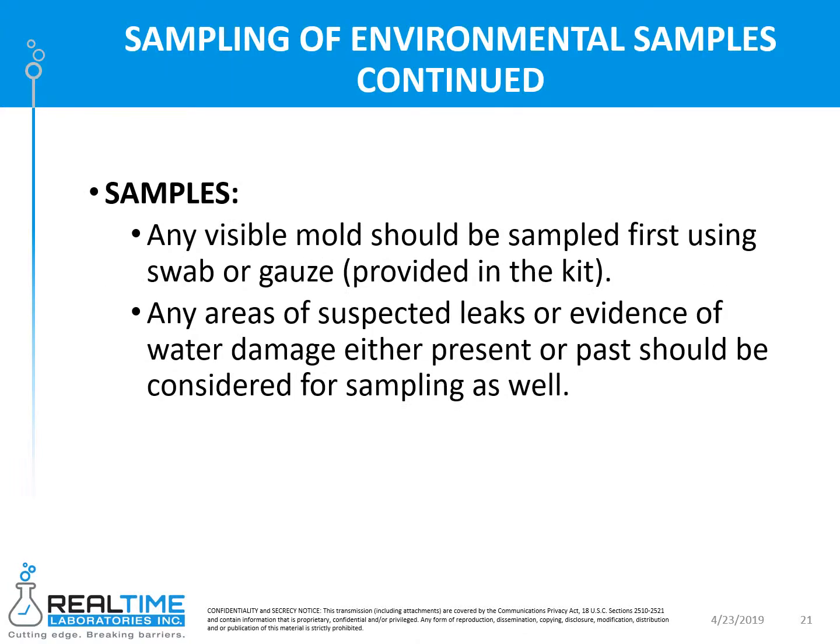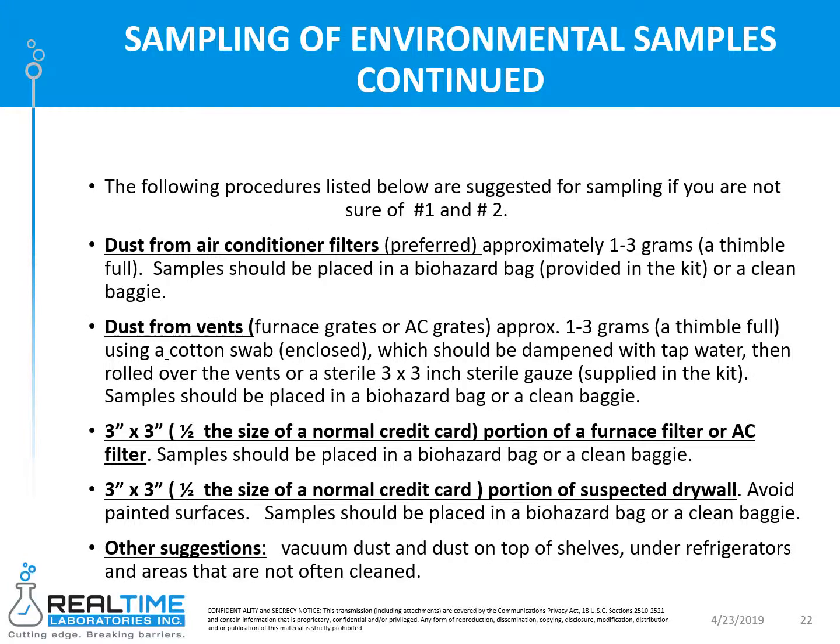Sampling of the environmental samples. This is a big change to what we have suggested. Any visible mold should be sampled first, and we provide a swab or a sterile gauze in the kit. Any areas of suspected leaks or evidence of water damage, either present or past, should be considered for sampling as well. Now, if you don't have any problems or anything that you can see in numbers 1 and 2 from above, then you have to use the following procedures, and this is in our sheet as well.